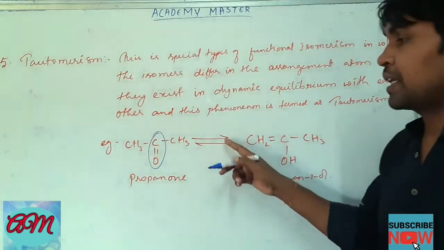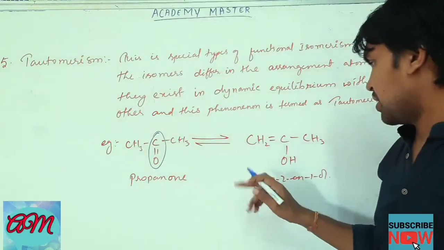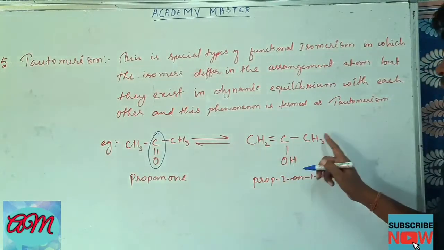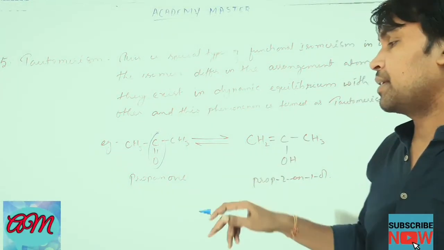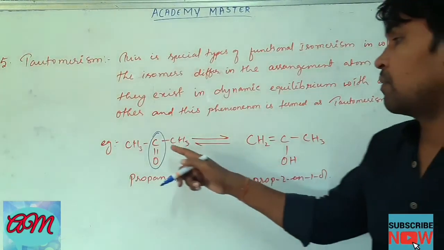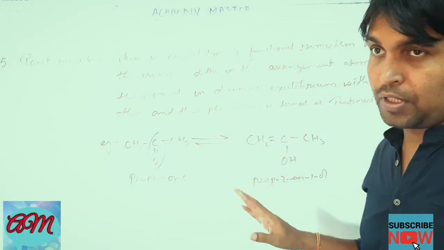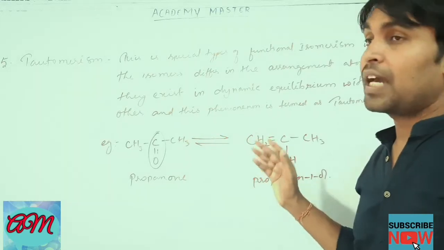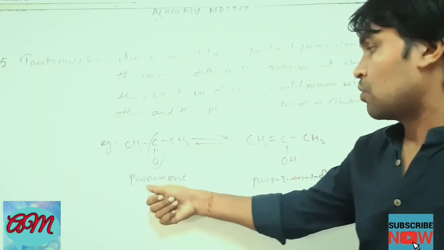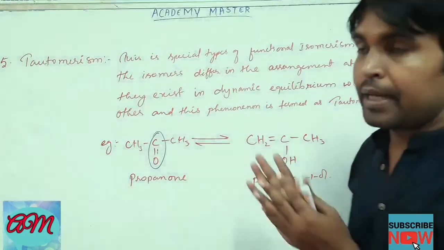Now this indicates equilibrium, this is dynamic equilibrium. So the representation is this one, CH2=C(OH)CH3. So here you see the double bond position is 1, and here the double bond position is 2, and here the functional group was what? Here the functional group was ketone, and here the functional group is OH. So this is nothing but a type of functional isomerism, only a special type of functional isomerism, in which both isomers are in dynamic equilibrium with each other. So this is tautomerism.